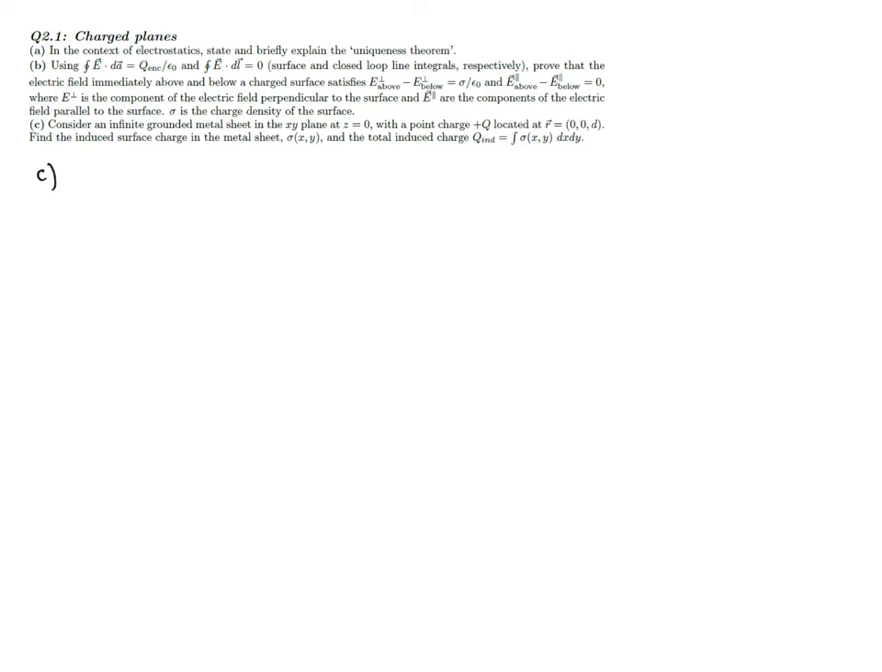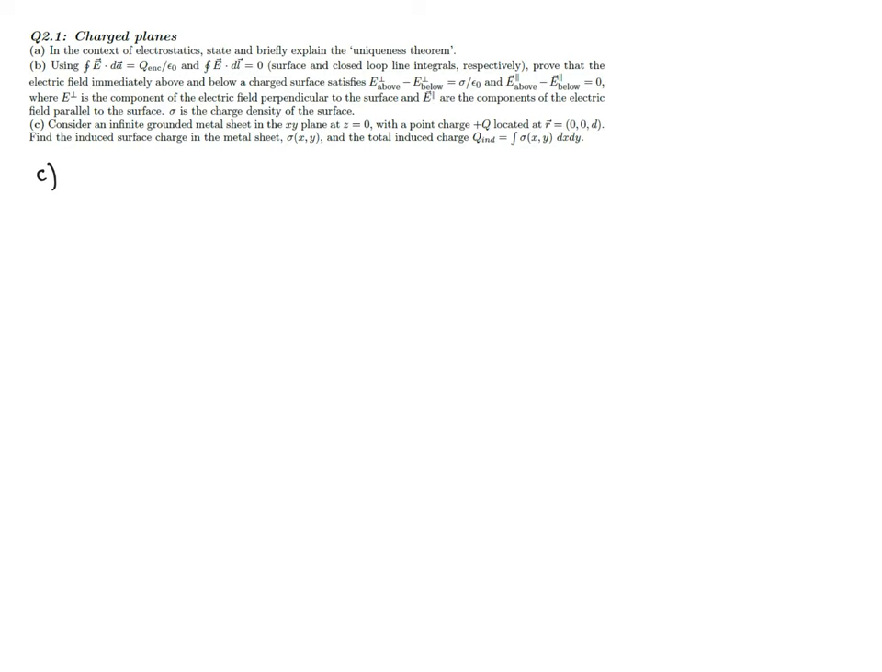Part C: consider an infinite grounded metal sheet in the XY plane at z equals naught with a point charge plus Q located at a position vector r equals (0, 0, d). Find the induced surface charge in the metal sheet, sigma of x and y, and the total induced charge Q induced, which is the integral of that thing over the plane.